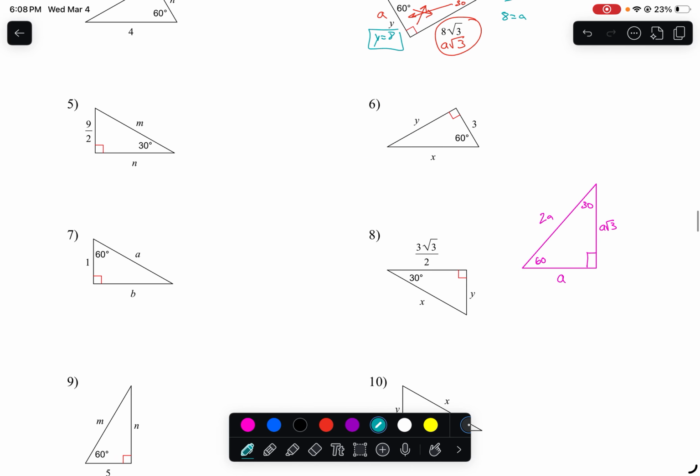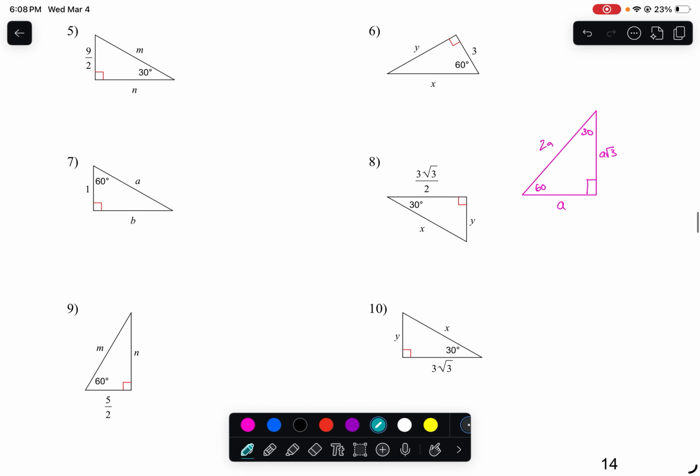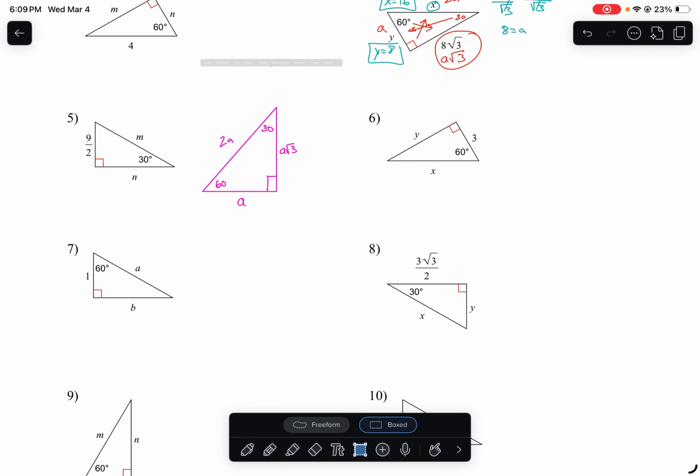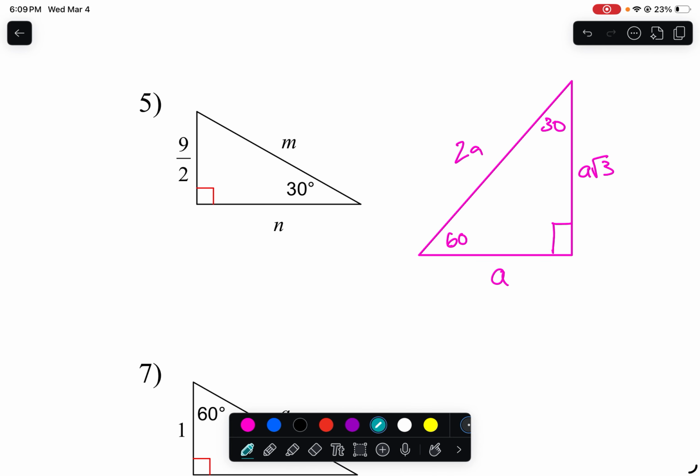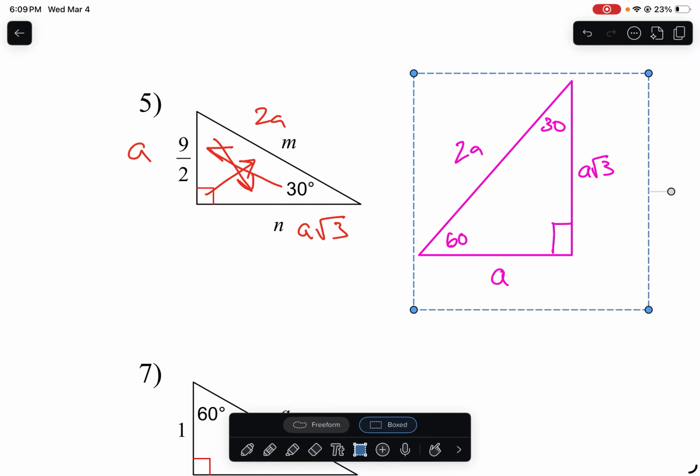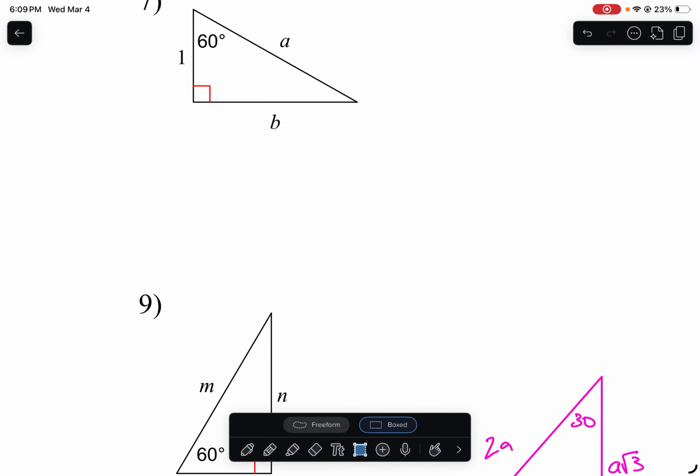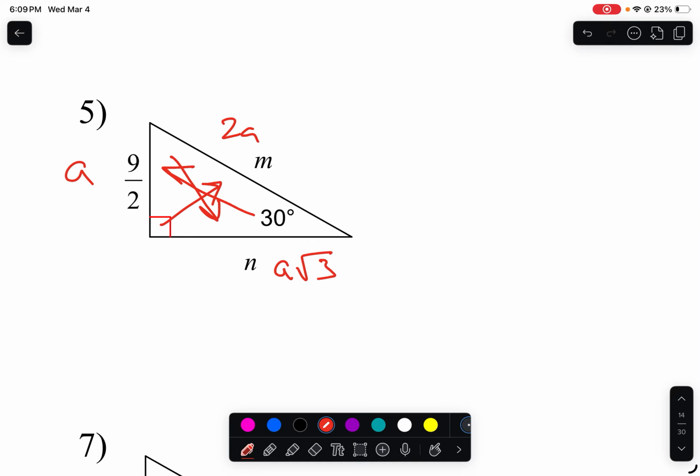All right, let's try another one here. We could do 5 here. All right, so again, we need to go and label all of our sides. I've got my side across from 90 is 2a, my side across from 30 is a, and my side across from 60 is a root 3. So in this case, they did give me my a, which is nice. When they give you your a, it makes your life a lot easier. A little bit easier, I guess.